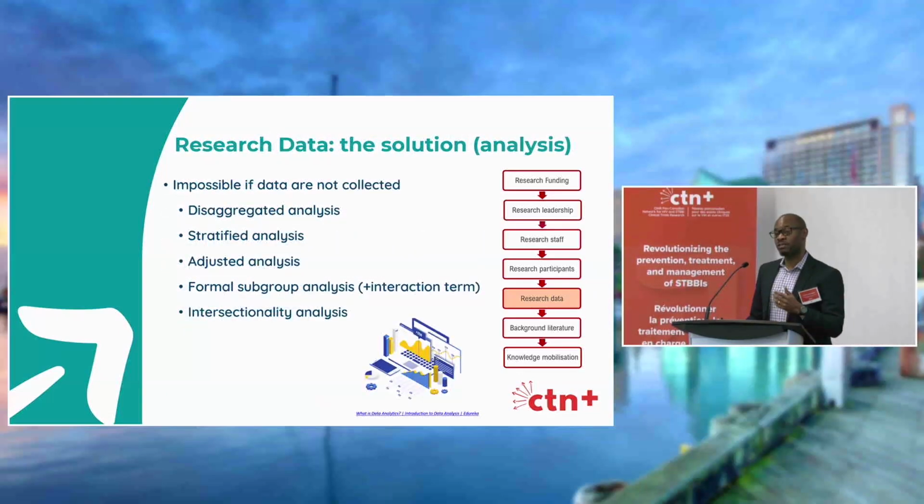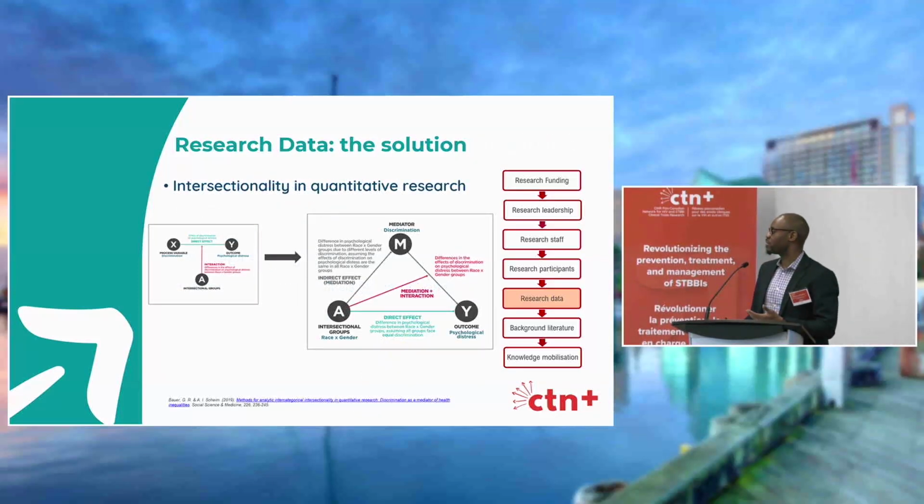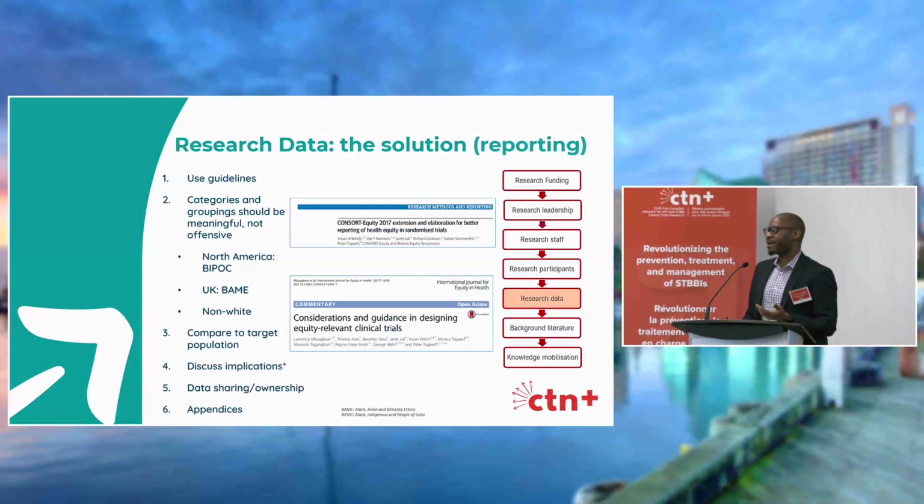What will be the solution? First of all, if you're analyzing the data, it's impossible if it's not collected, right? But if it's collected, there are several things you can do, including disaggregated analysis, stratified analysis, adjusted analysis, formal subgroup analysis with interaction terms, and then you can also do intersectionality analysis, which looks something like this. So the idea is you're trying to understand how the mediator variables work, and you can use several different aspects. So for example, if you're looking at the impact of ethnicity and gender, and then you structure your data into white men, black men, white women, black women, and then you have a number of groups, and then you can see how that interacts with the intervention and how your outcomes are different across those strata, right? Won't go into much detail on that, but that's something that can be done.